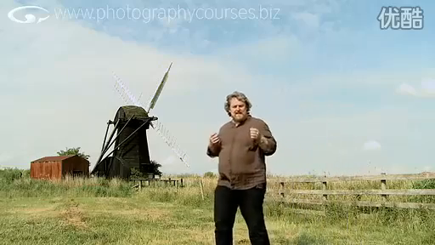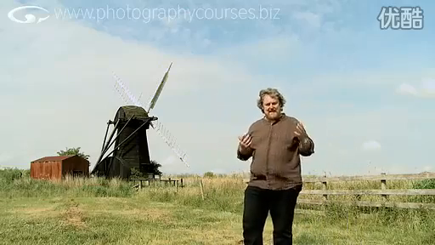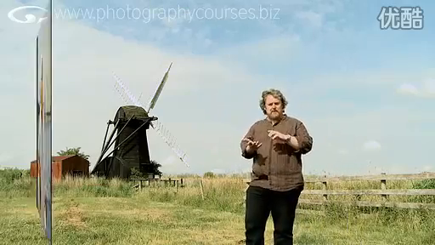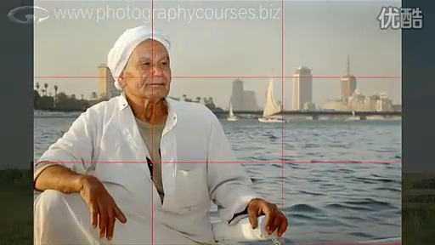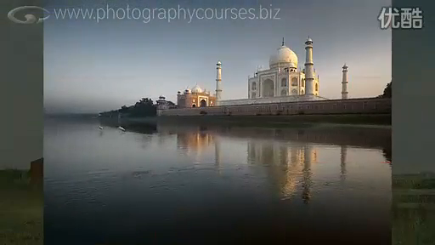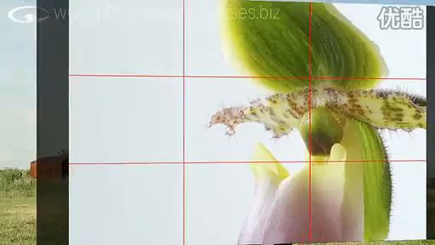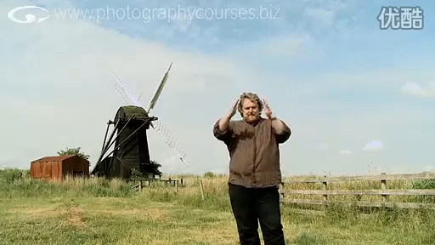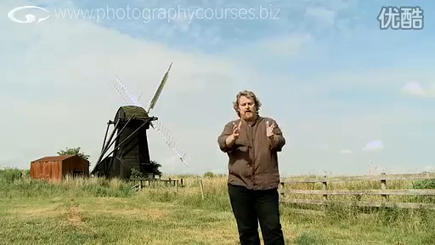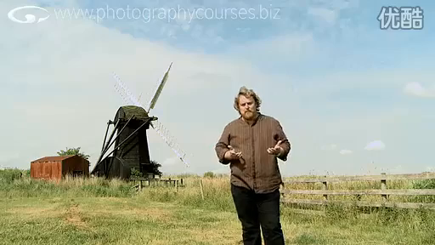Now you can apply this to anything. It doesn't just have to be in landscape or a windmill. You could use it on a portrait, on a building. You can use it on flowers. And I suggest what you do is when you're looking at a magazine or watching a TV program, just imagine these imaginary third lines and see if it applies to the image. It won't apply to all of them, but it will apply to many more than you might imagine.